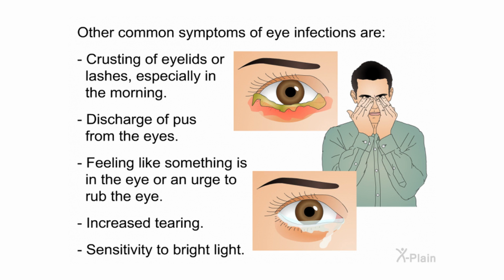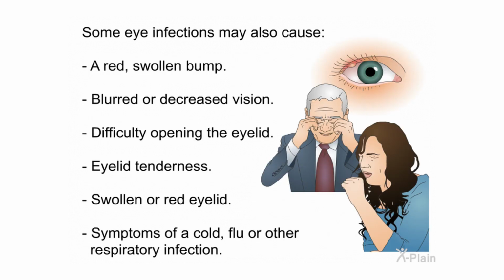Other common symptoms of eye infections are crusting of eyelids or lashes, especially in the morning, discharge of pus from the eyes, feeling like something is in the eye or an urge to rub the eye, increased tearing, sensitivity to bright light. Some eye infections may also cause a red swollen bump, blurred or decreased vision, difficulty opening the eyelid, tenderness, swollen or red eyelid, symptoms of a cold, flu, or other respiratory infection.